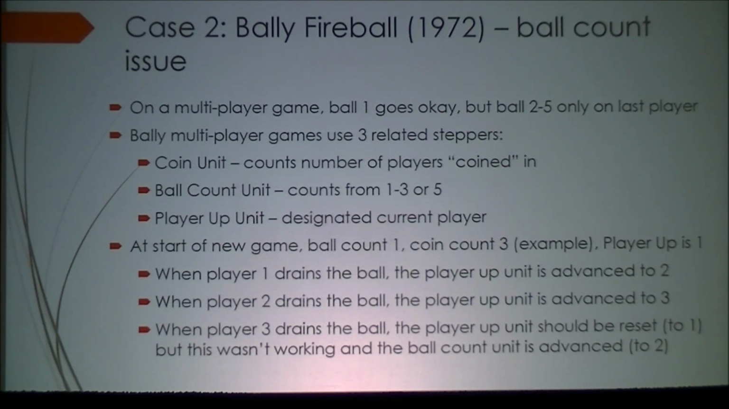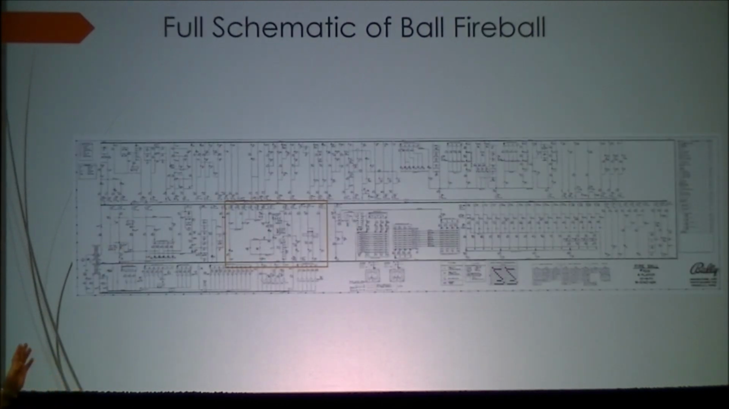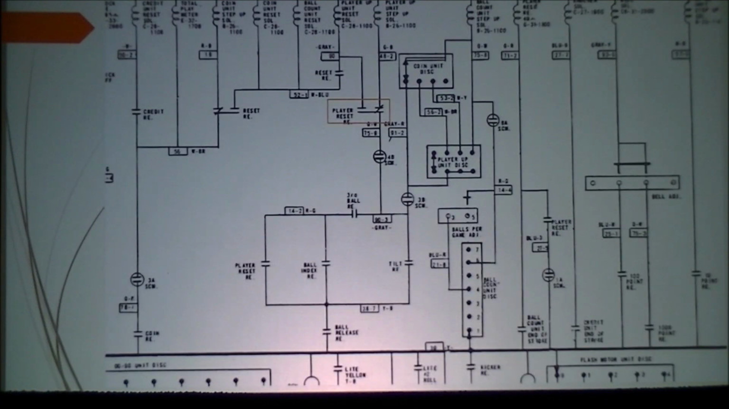So those 3 work in combination. When player 1 drains the ball, the player up unit needs to advance to the next player. If the last player drains the ball, then you advance the ball count unit, you reset the player up unit, and now you start the second ball. Okay? So that's how it's supposed to work. And we've got our Valley schematic, and we're going to zoom in. And let's talk for a while here.